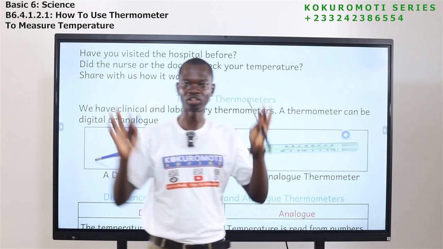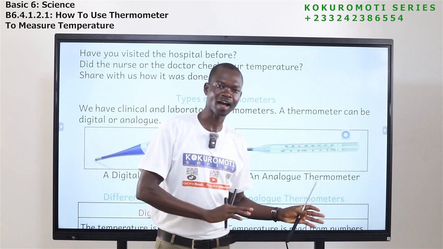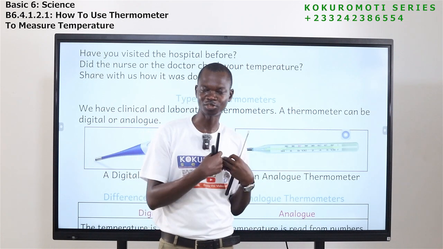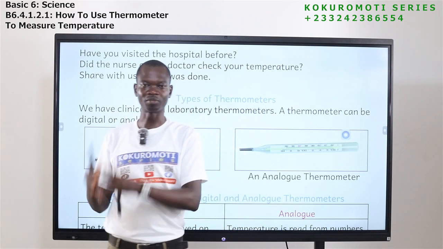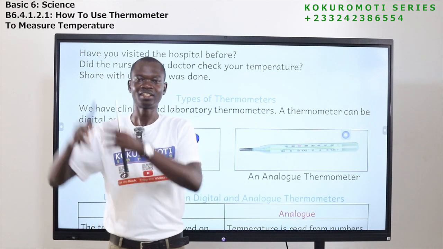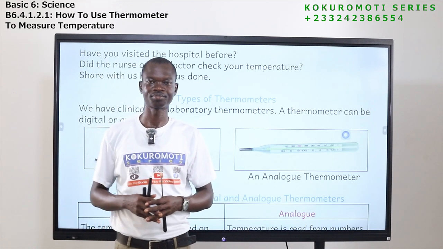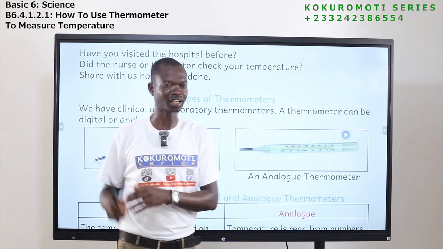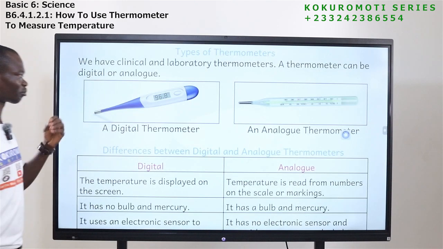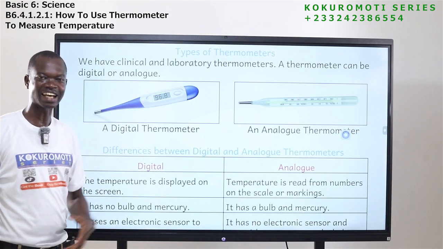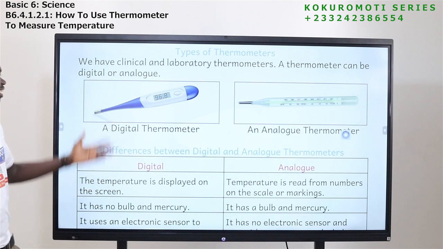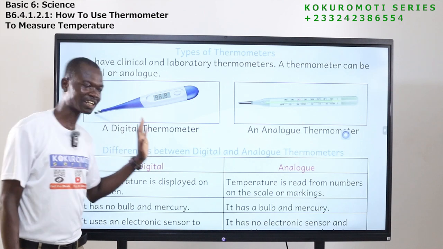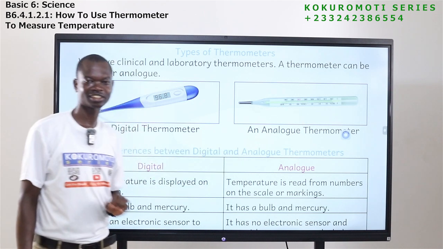So that is what you should know. The two are clinical and laboratory. The clinical thermometer is used to measure the temperature of a human being. The laboratory thermometer is used to measure the temperature of substances. So any substance at all that you can think of, we use a laboratory thermometer to measure it. Now, because of technology, we have digital machines of late, and we have the digital thermometer and the analog thermometer.